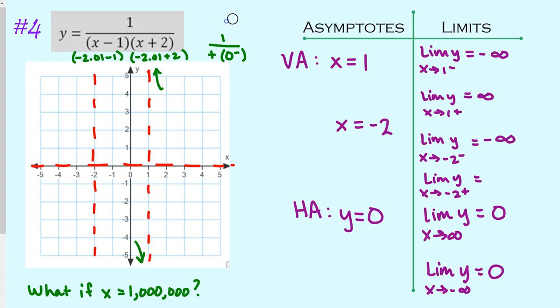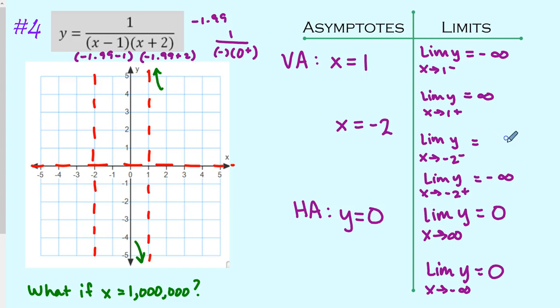And then what happens if I use a number that's slightly to the right of negative 2, like negative 1.99? Then I have 1 divided by negative 1.99 minus 1, that's basically negative 3. And then multiplied by negative 1.99 plus 2, that's basically a tiny, tiny positive. So 1 divided by negative 3 times something slightly more than 0 but positive is going to be negative infinity again.